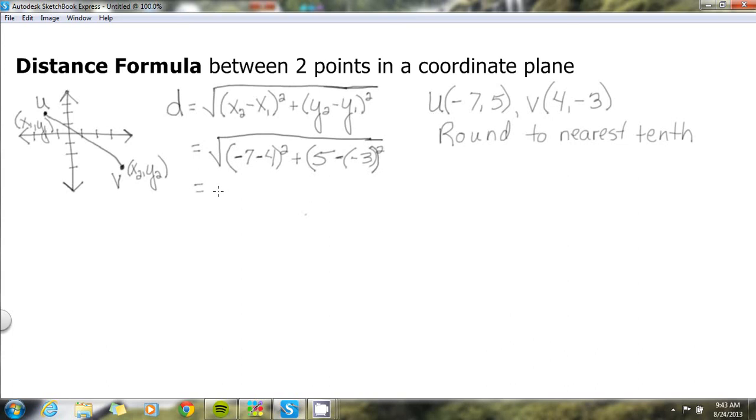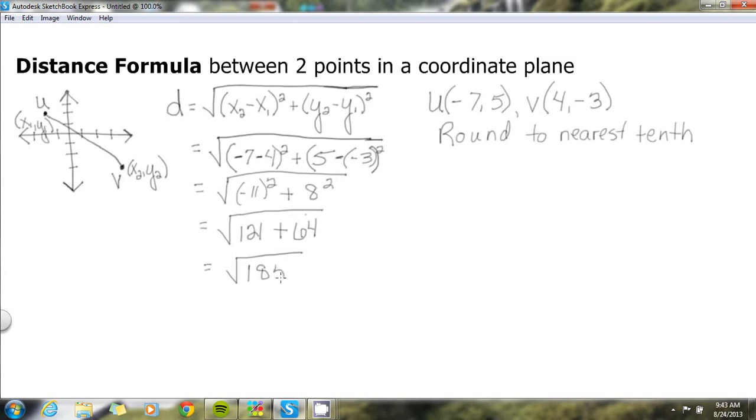So we go through now and do the algebra. The square root of -7 minus 4 is -11 squared, plus, when we do 5 minus -3, remember that's the same as adding 3. So 5 plus 3 is 8 squared. -11 squared, don't forget your square root again. -11 squared is 121. 8 squared is 64. So we're looking for the square root of 185.